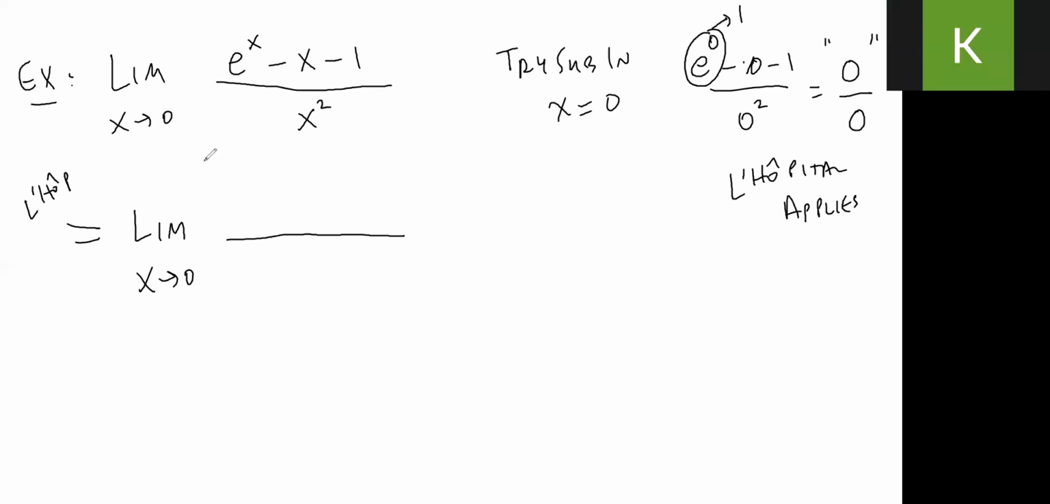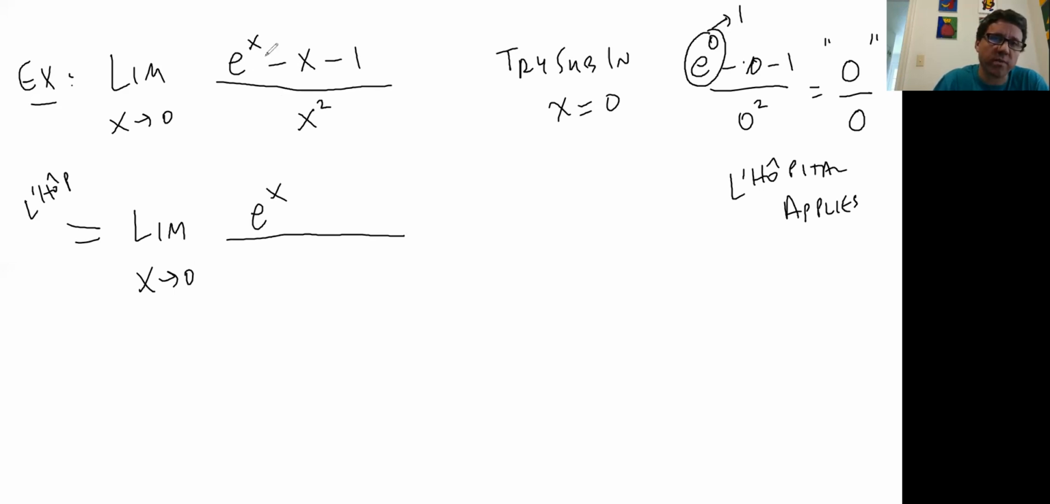So okay, if we do the derivative of the top, what do you get for the derivative of the top? Well, e to the x, that's the same. The derivative of minus 1 is 0, and the derivative of 1 is 0. So we do a derivative there, and we do a derivative on the bottom. We just get 2x. And then we repeat, we see, can we do this limit answer?